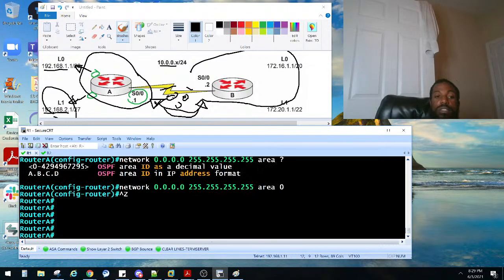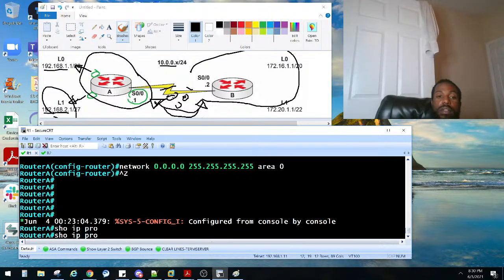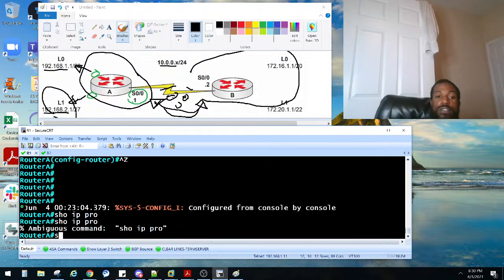Let's run a couple show commands before we go to the other side, right? Do show IP protocols, right? That'll let you know what routing protocols you're running on this router, right? Show IP, you gotta actually type it out. Show IP protocols.